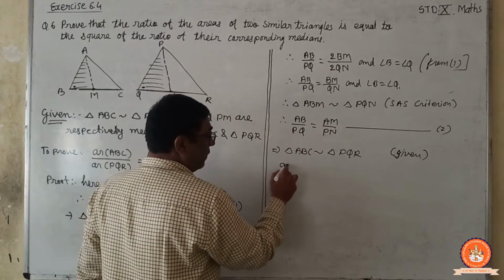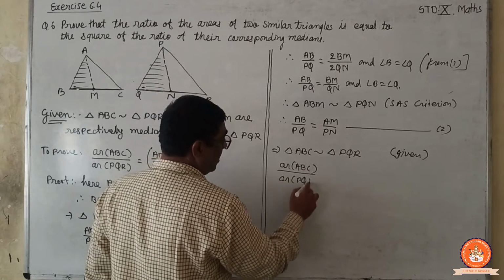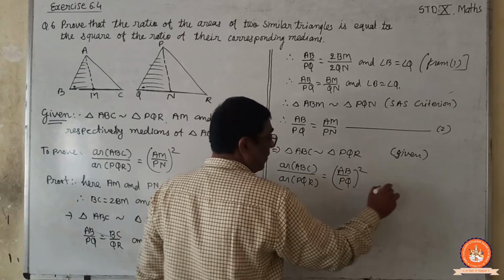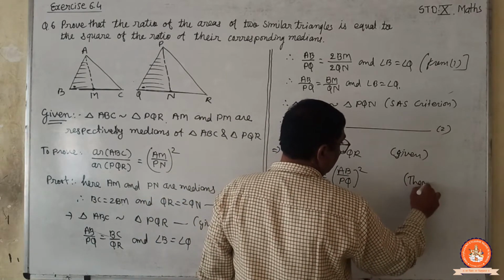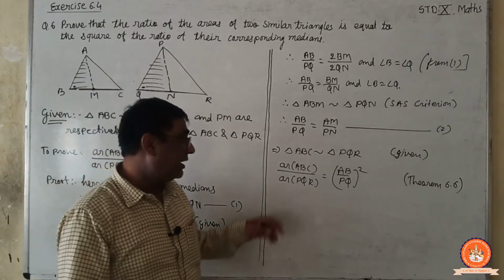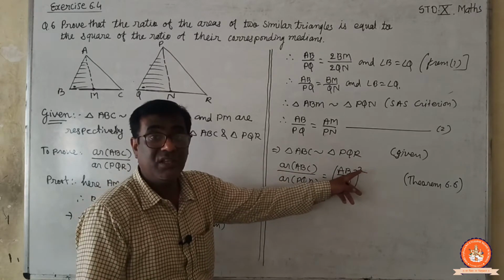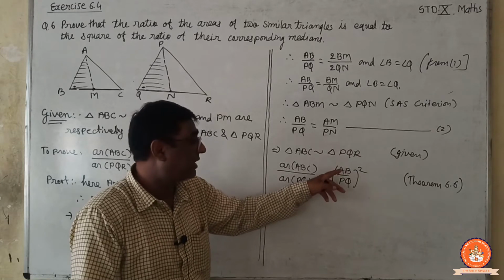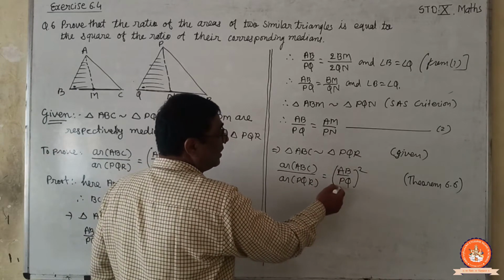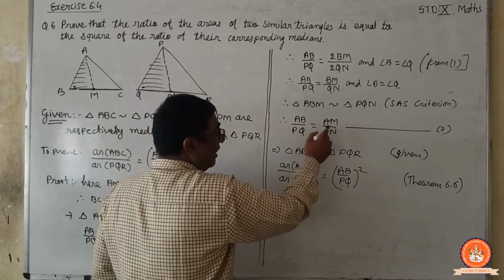Now area of ABC upon area of PQR is equal to AB upon PQ, the whole square. It's from theorem 6.6. As per theorem 6.6, the areas of two similar triangles are equal to the square of the ratio of their corresponding sides. Now my friends, we have set the relation between AM upon PQ and AM upon PN. So in place of AB upon PQ I can write AM upon PN.